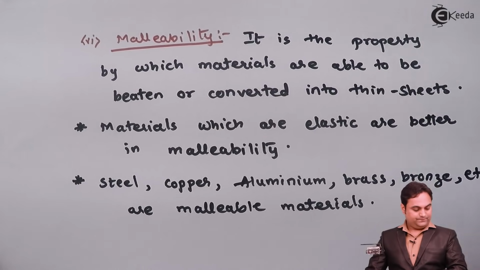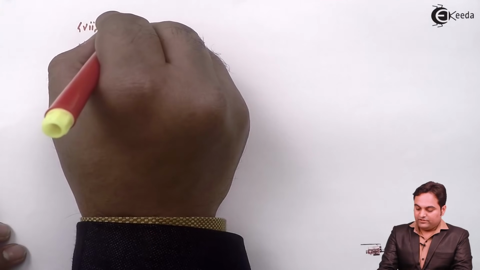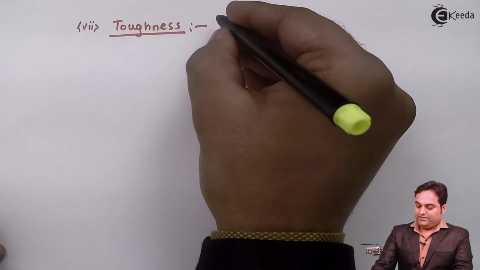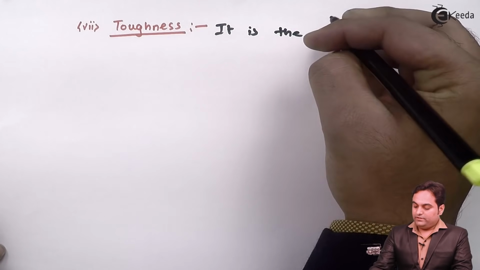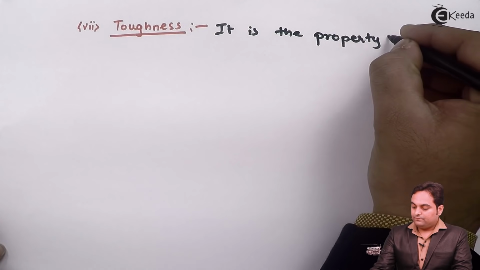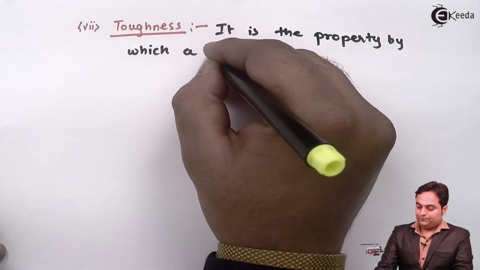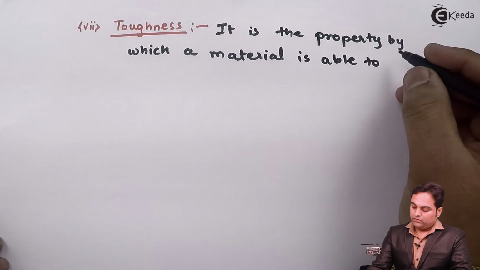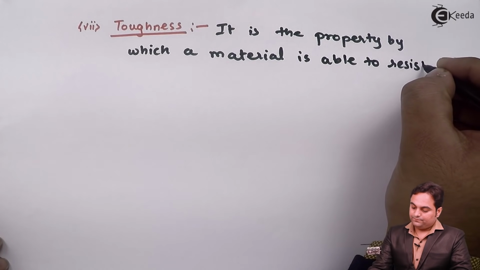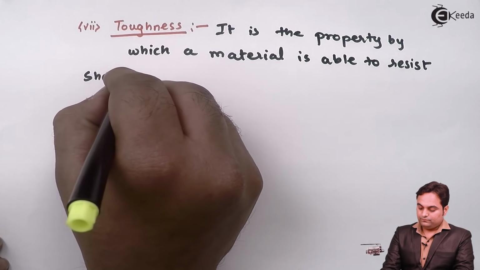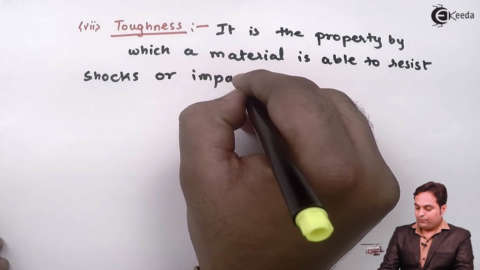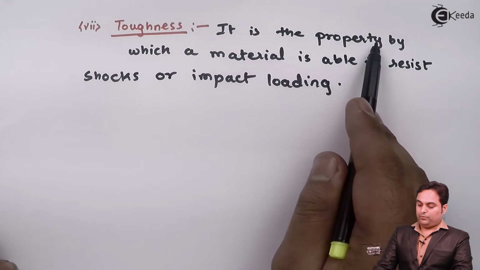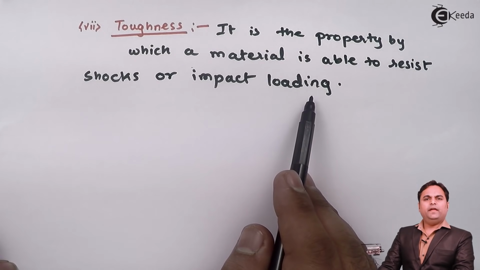The next definition is toughness. Now toughness, I'll write the definition here. It is the property by which a material is able to resist shocks or impact loading. It means that toughness is the property by which a material is able to resist shocks or impact loading.